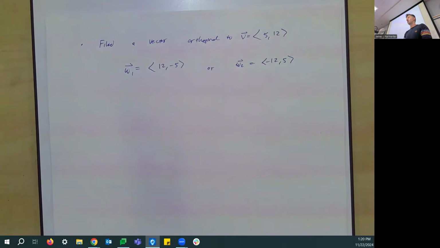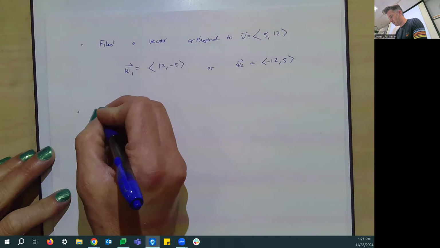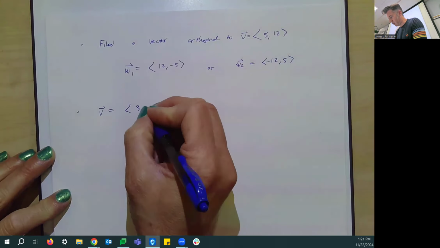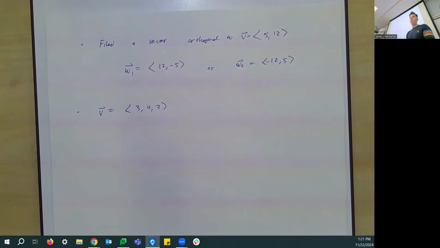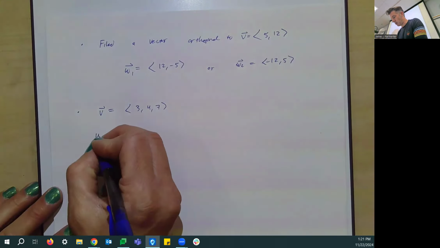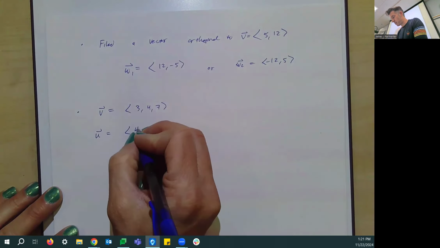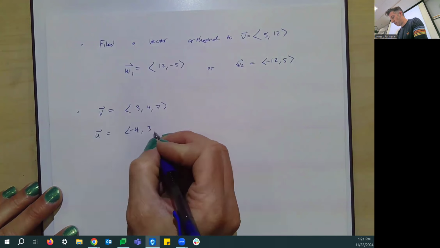The process here is to interchange the two coordinates and then change the sign of one of them. The thing you do is you change the order of the components and then change the sign of one of them. It also works if you're trying to find a vector that's orthogonal to a three-dimensional vector. So for example, if I gave you v equal to, I don't know, 3, 4, 7, a way you can easily find an orthogonal vector would be to interchange two of them, change the sign of one of them, and then make the last thing 0.